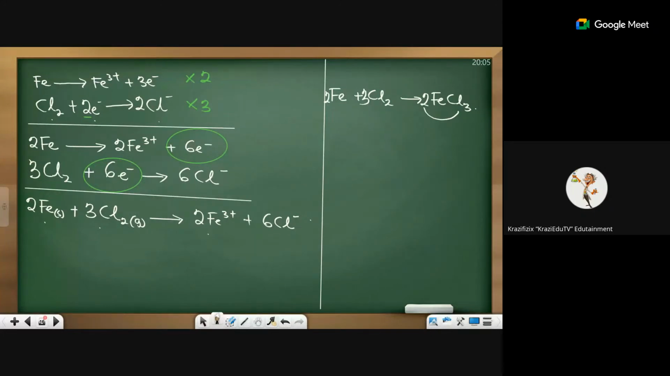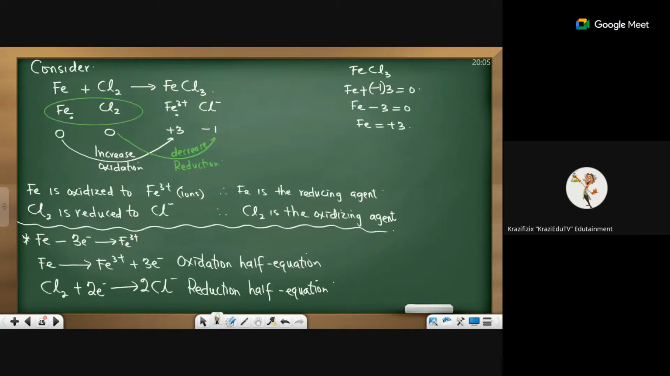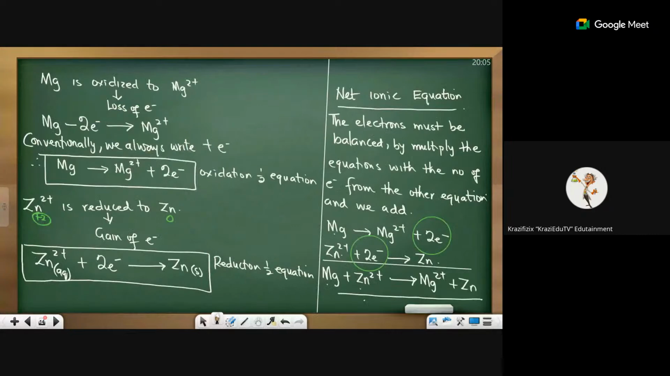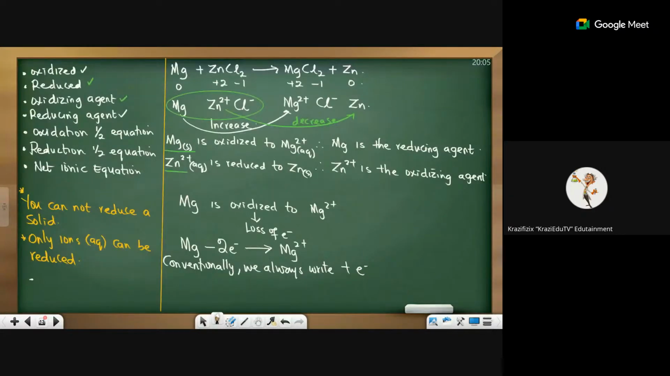Please, you must be able to write what is oxidized, what is reduced, oxidizing agent, reducing agent, oxidation half reaction, reduction half reaction, and the net ionic equation. 7 points. Where are my 7 points? Those 7 points, it's a must. Without even using a table.